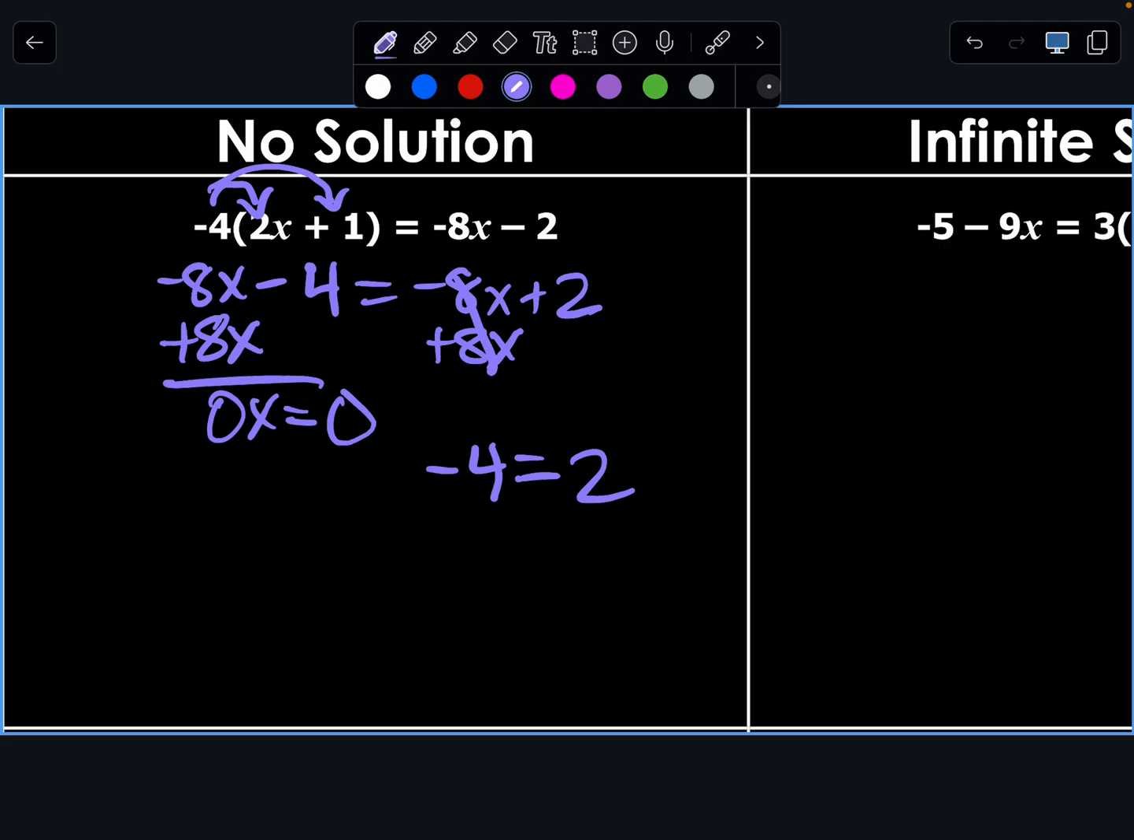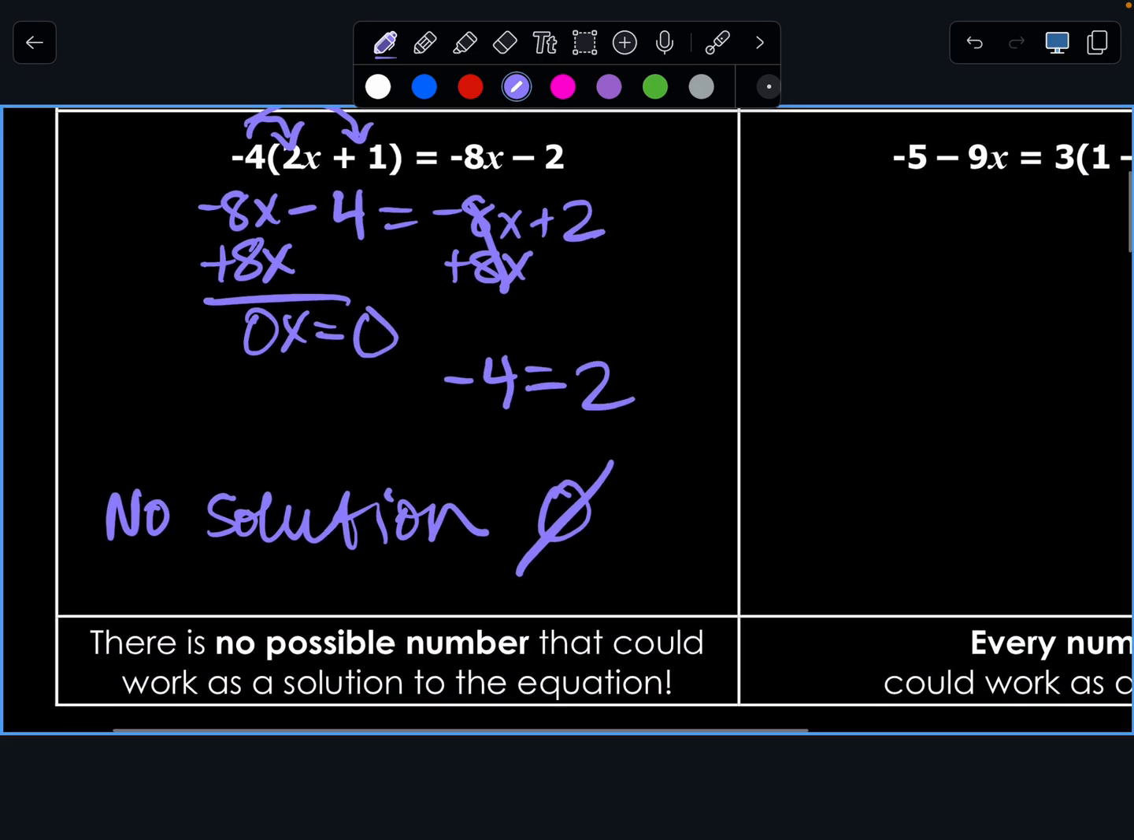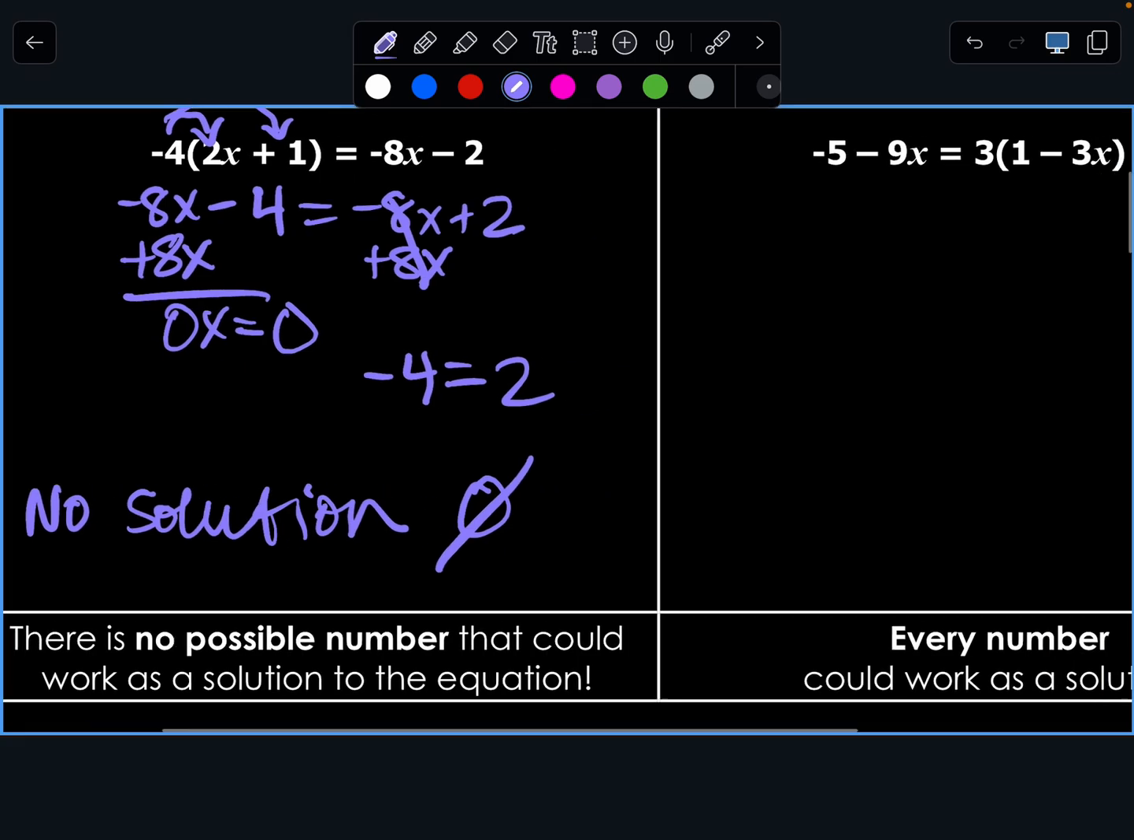So because it is not a true statement, this means no solution, which you can also write like this. That means there's no possible number that is going to work for x to satisfy the equation, so both sides are equal to each other. Okay, no number works. So if you end up getting something where your x's all cancel out and you don't get 0 equals 0, then you are left with no solution.